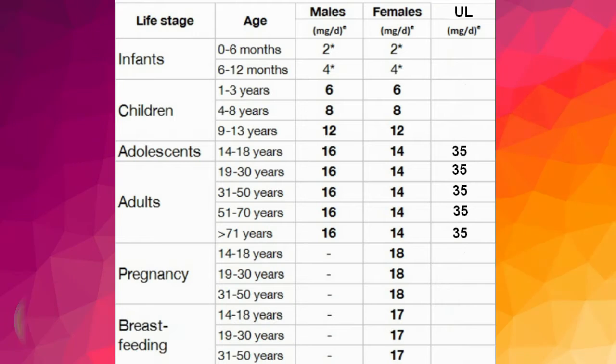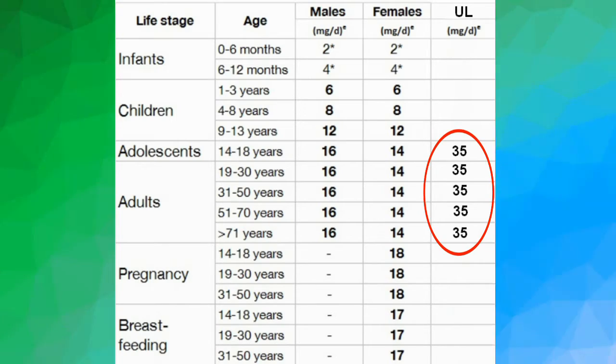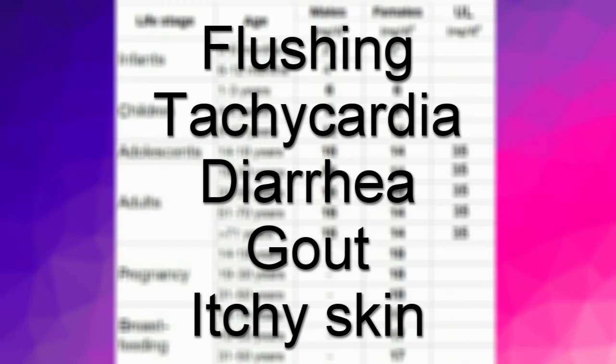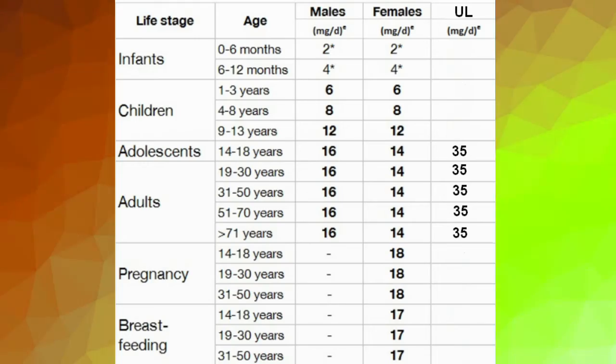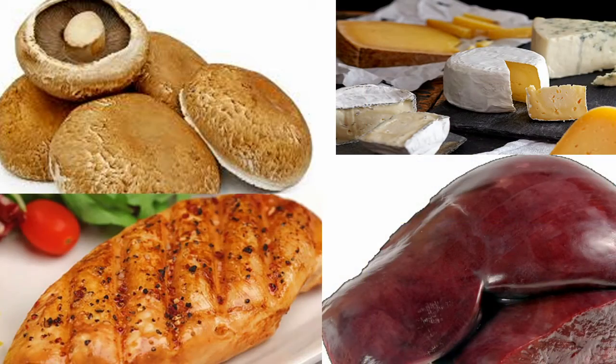But be careful with this one. Unlike the others, there is an established upper limit. That limit comes at 35 milligrams. Take too much and you'll experience flushing, tachycardia, diarrhea, gout, and itchy skin. But like the others, in order to get enough of this vitamin, you'll need to eat. The highest vitamin B3 foods are portobello mushrooms, cheese, poultry, and liver.